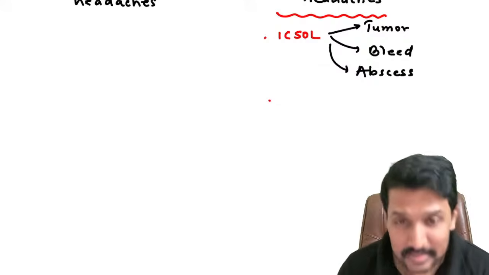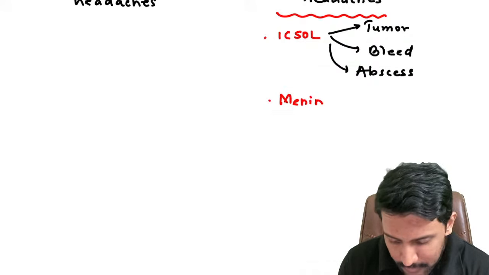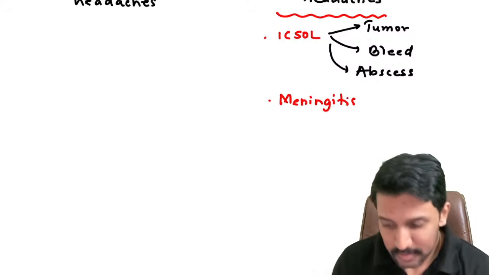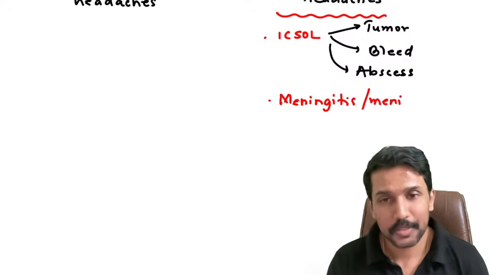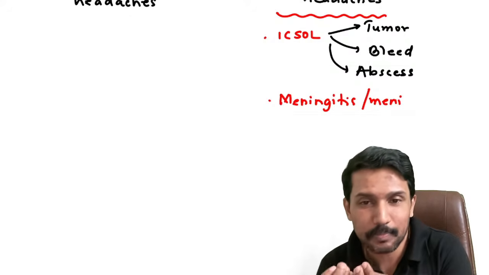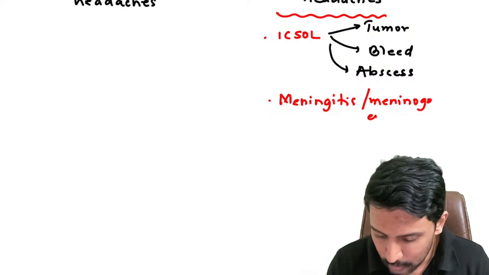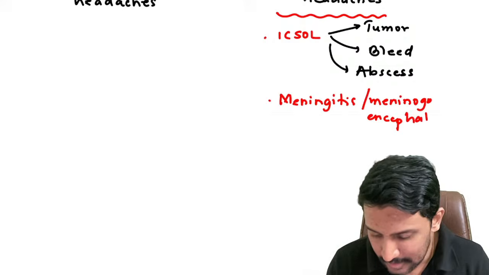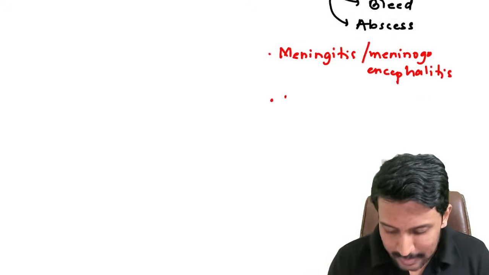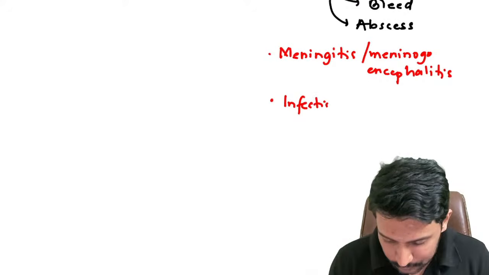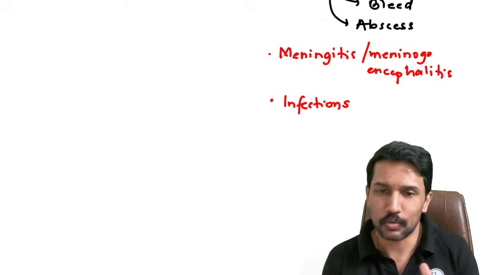So what else can I count as a secondary cause for headache? Meningitis, meningoencephalitis. Meningitis is inflammation of the meninges. Meningoencephalitis refers to inflammation of the meninges as well as the brain's parenchyma or tissue. They can also present with secondary headache. Then infections. Infections are also a known cause for secondary headache.